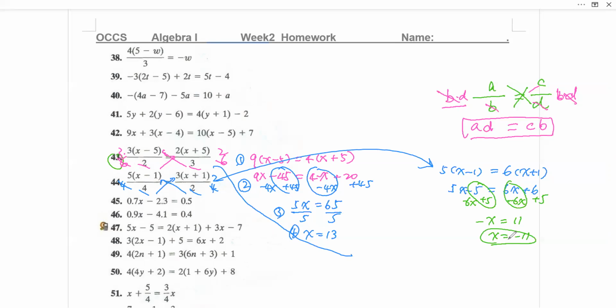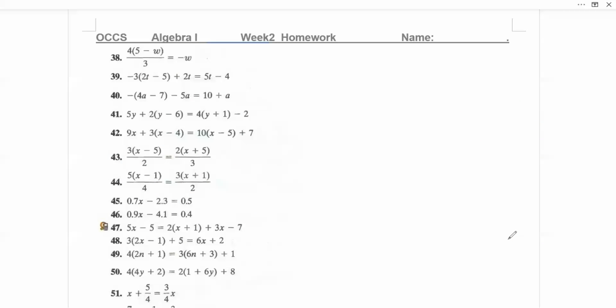Okay, let me clear this one. So we go to number 45. Okay, so this one is decimal, relatively easy, right? So 0.7x, both sides plus 2.3. All right, so make this disappear. So the right side became 2.8. And right now both sides divide by 0.7, right? So the left one became x, here crossed out, and the right part is 2.8 over 0.7, got a 4, right?